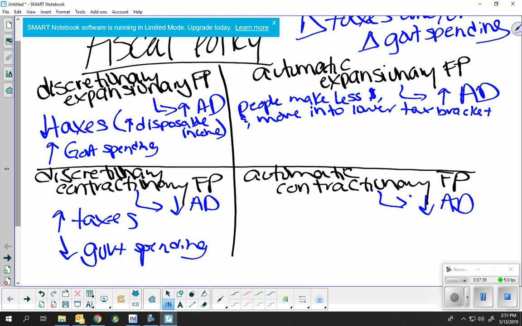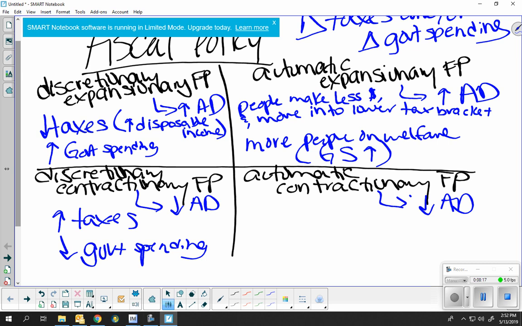Okay, Victor, you know how people move down tax brackets and pay less in taxes? But what about the government spending thing? Government spending should go up in a recession. Because if I don't have any money, I'm going to be on welfare. Okay, more people on welfare, and so that's government spending increasing as more people are on welfare.